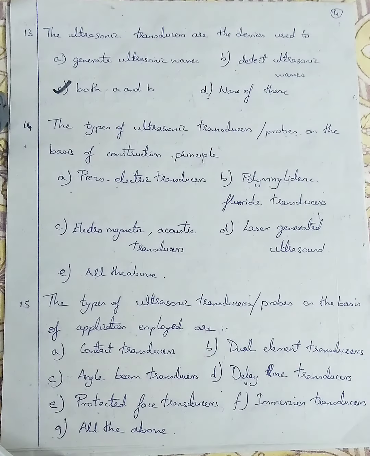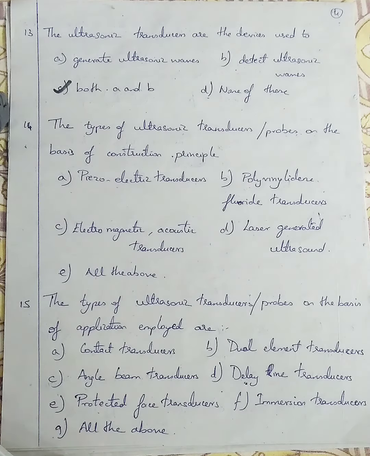Question number 14. The types of ultrasonic transducers or probes on the basis of construction and principle are. We have classified ultrasonic transducers and probes in various types on the basis of construction principle and application. On the basis of construction principle, it is classified into piezoelectric transducers, polyvinylidene fluoride transducers, electromagnetic and acoustic transducers, and laser generated ultrasound transducers.